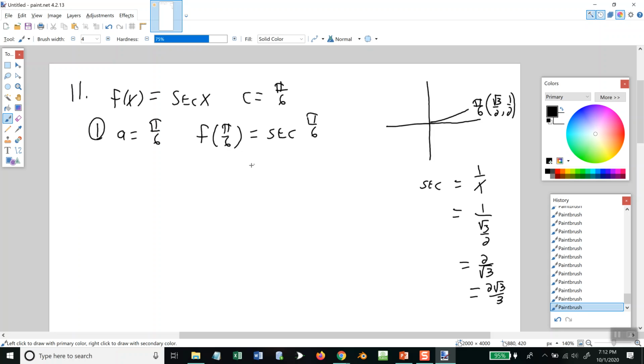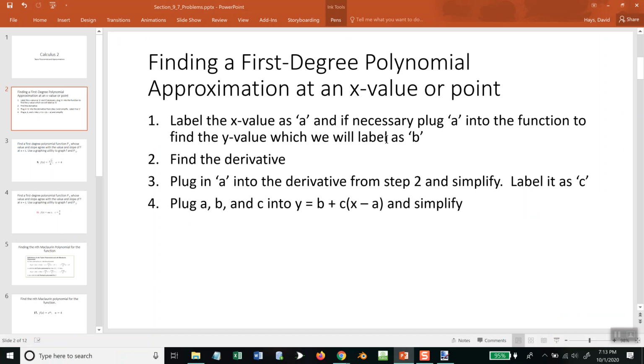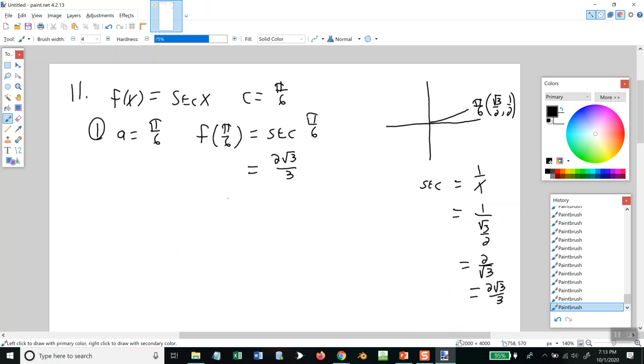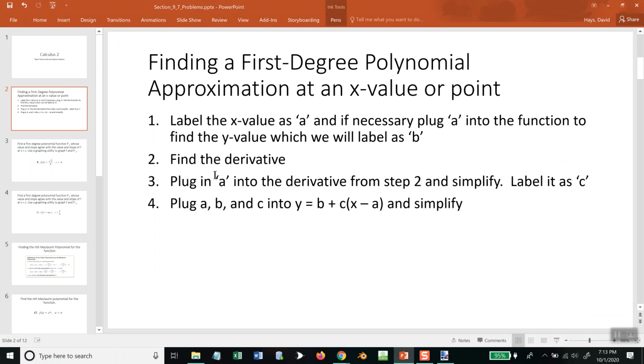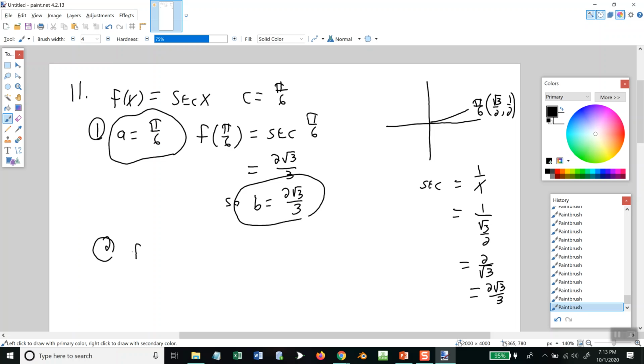To find the y value, secant pi over 6. And we'll label that as B. So B is equal to 2 square root of 3 over 3. Okay, so we got 2 of the items. Step 2, find derivative. Derivative of secant is secant tangent.